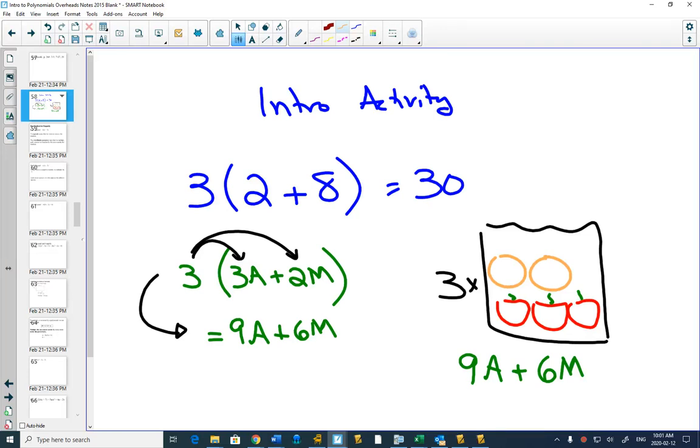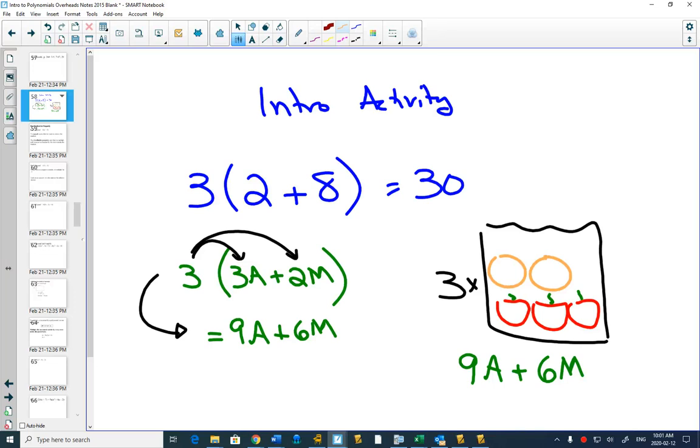Well, you could add them together and get 5, but they're not the same thing. And so that's the idea of algebra, is we don't add things that are not the same. If someone says, what do you have? It's better to say I have 9 apples and 6 mandarins rather than I have 15 things. It's more descriptive if we can say exactly what we have in the end.